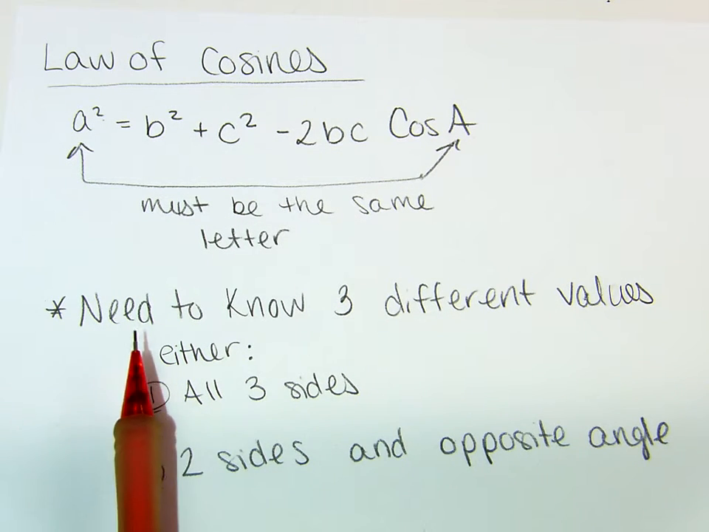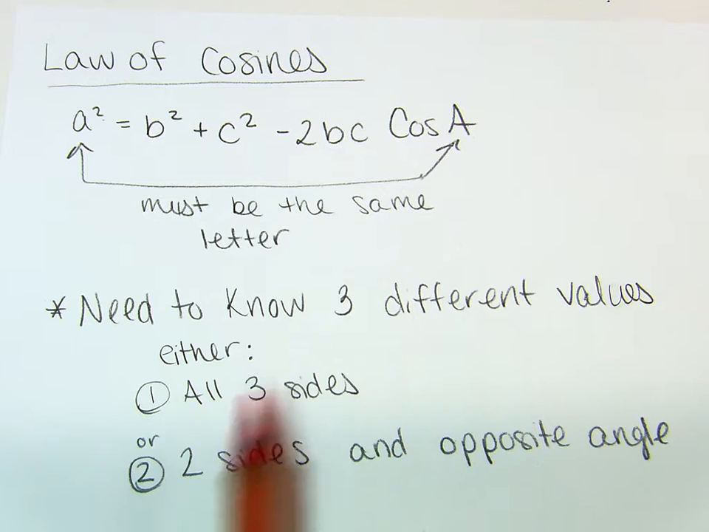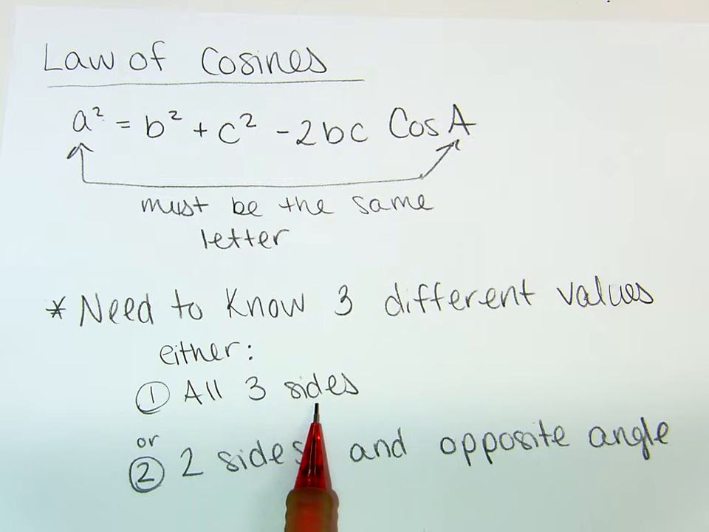So when you're using law of cosines, you need to know three different values, either all three sides, a, b, and c, or you need to know two sides and the opposite angle. So you can know side b and c and angle A, or you can know side a and c and angle B. So you have to know three different letters.